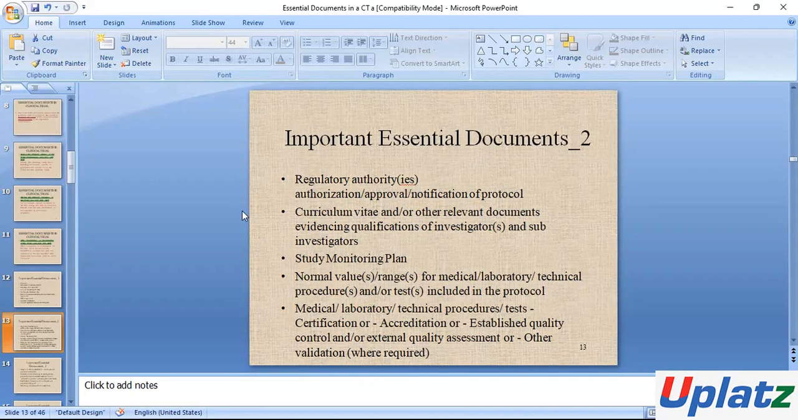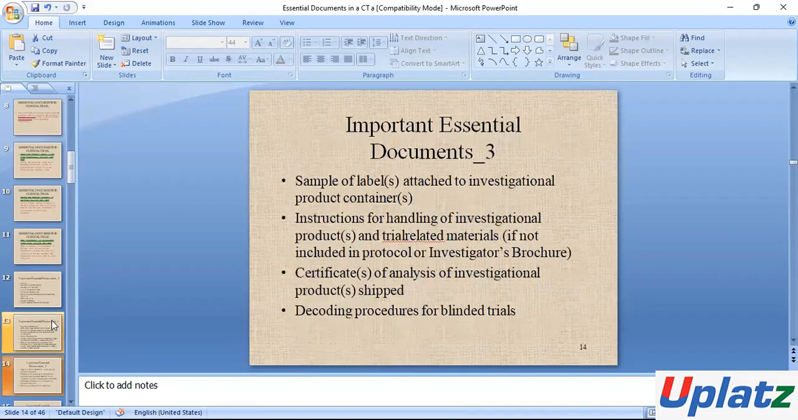Next slide. Okay, so sample of label attached to investigator product. Okay, so this information is provided by sponsor or manufacturer of the investigational product, and this will provide extra information to all participants related to investigational product.